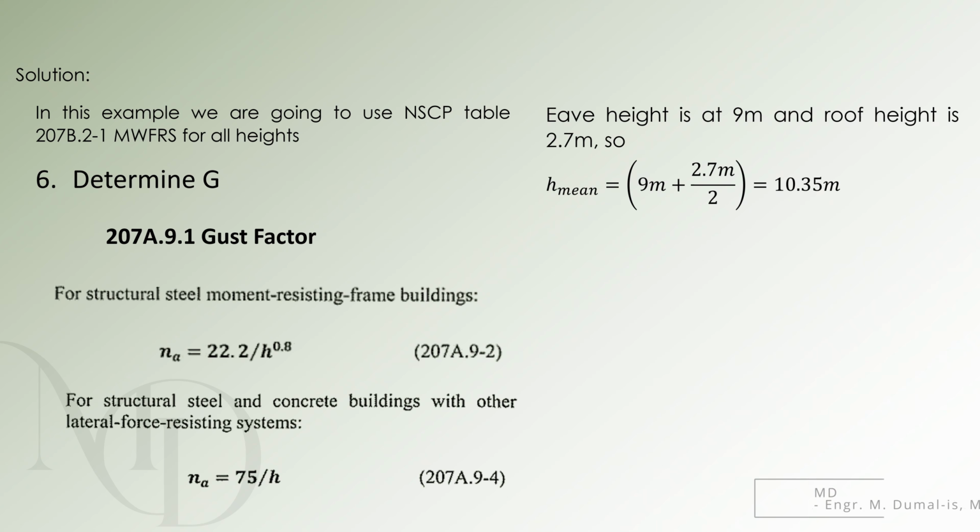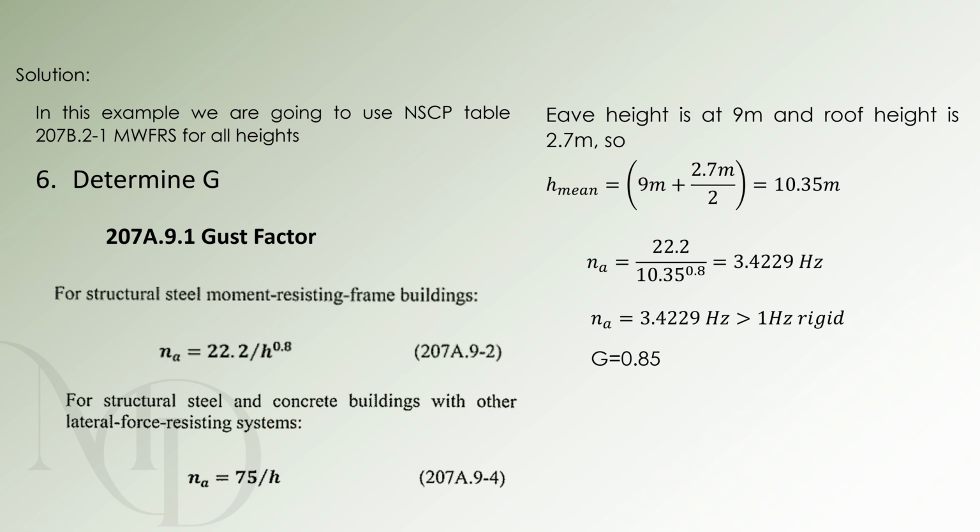There are a few recommendations on how to determine the natural frequency of a structure. According to NSCP section 207.8.2 and section 207.8.4, the natural frequency can be estimated using simplified formulas. For structural steel moment resisting frame buildings, the expression is N sub A equals 22.2 divided by H raised to 0.8. For other types of structures, the formula is N sub A equals 75 divided by H.